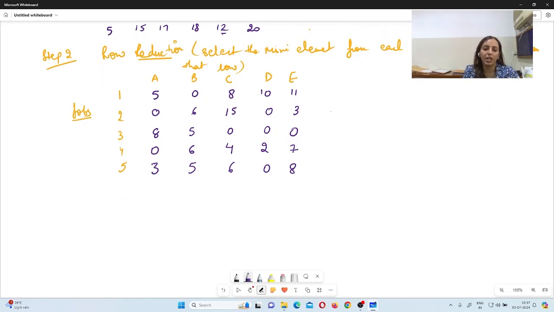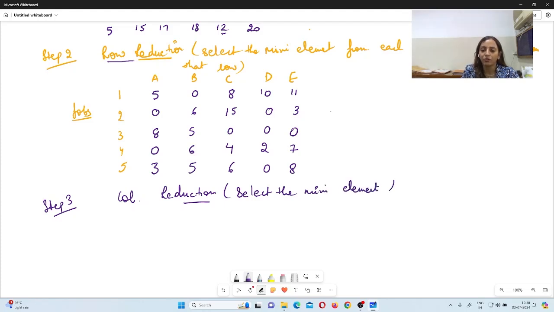Okay. Now we are coming up to the next point. After balance and unbalance, we checked up the row reduction. Now we have to do the next step. Over here, we write it as column reduction. What we have to do in column reduction, now the same process, right? But we have to select the minimum element from each column and subtract it from that column. That means you have to subtract from that column only, not from all.